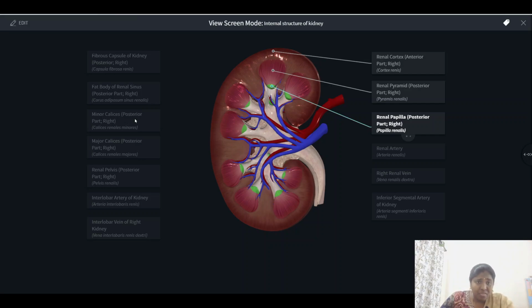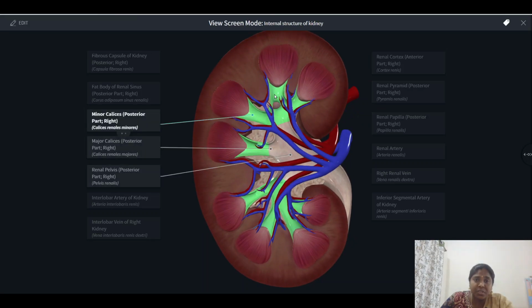Once the urine is collected, it will come down through the minor calyx. These are the minor calyx coming out of each and every pyramid. If you look at all these minor calyx, they will come and join to form the major calyx. This is the major calyx. The highlighted green portion, is it visible to you? Then the renal pelvis. All the major calyx will form the renal pelvis. Here you can see the renal pelvis, all the urine getting collected in the renal pelvis region.